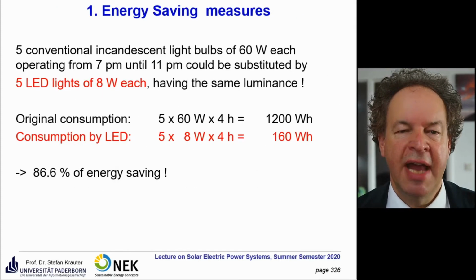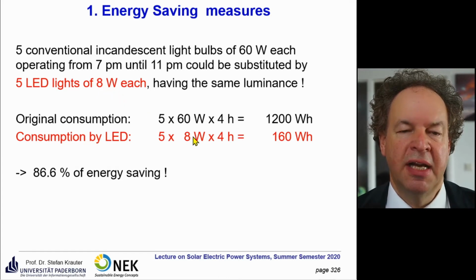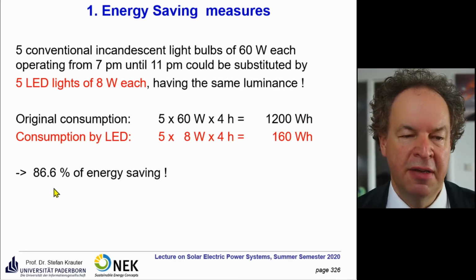We have to consider the energy saving measures. So it's a very good idea to substitute the 60 watt antique light bulbs by LED bulbs. 8 watts is already not really the latest generation, but quite easy to reach 8 watts each. So instead of 60 watts, we have 8 watts. If you multiply it by 5, because we have 5 light bulbs, and the duration of use 4 hours, we have instead of 1,200 watt hours per day, or 1.2 kilowatt hours, we have only 160 watt hours. That means we saved 86.6%.